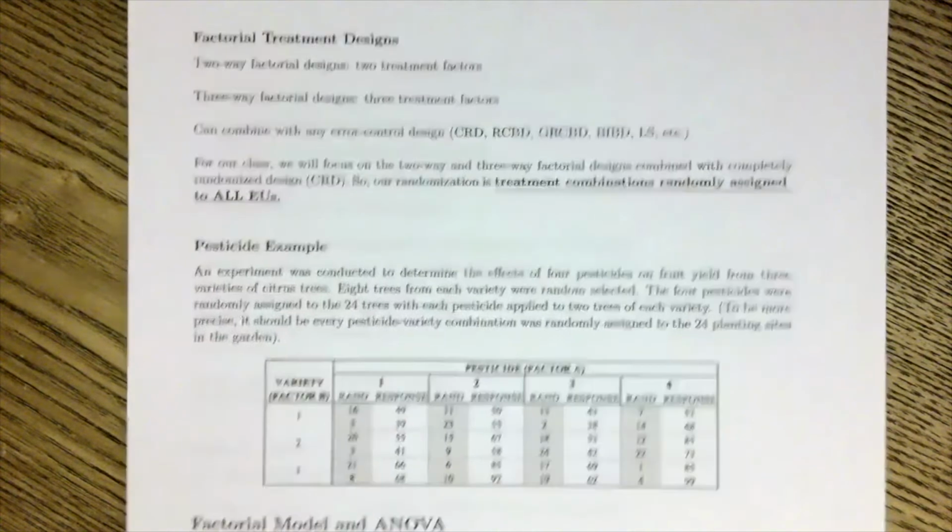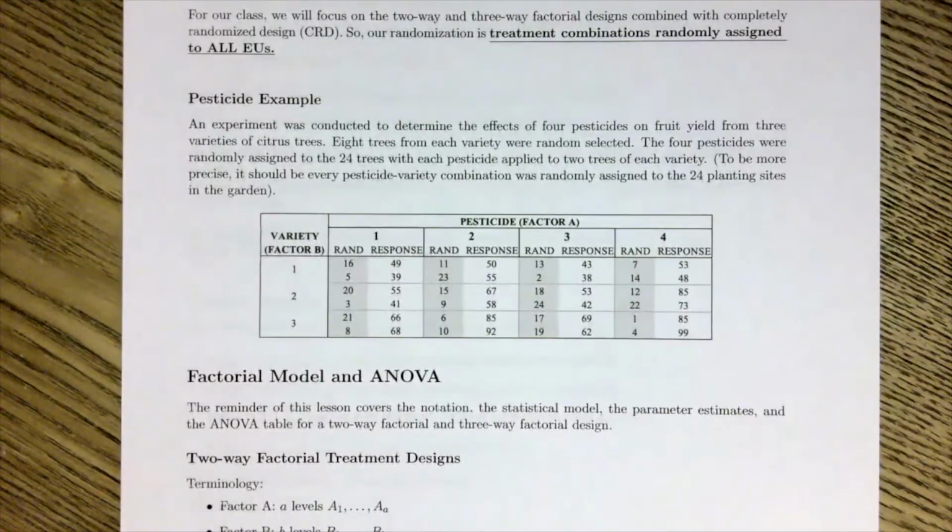So let's get a data set in here so we can hopefully understand this a little bit better. Our pesticide example, which will be one of our examples that follows us through this lesson, is where an experiment was conducted to determine the effect of 4 pesticides on fruit yield from 3 varieties of citrus trees. 8 trees from each variety were randomly selected. The 4 pesticides were randomly assigned to the 24 trees, with each pesticide applied to 2 trees of each variety. To be a little bit more precise, every pesticide variety combination was randomly assigned to the 24 plant sites in the garden.